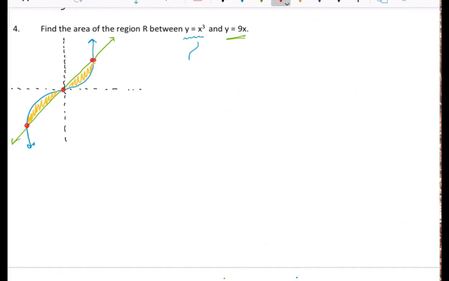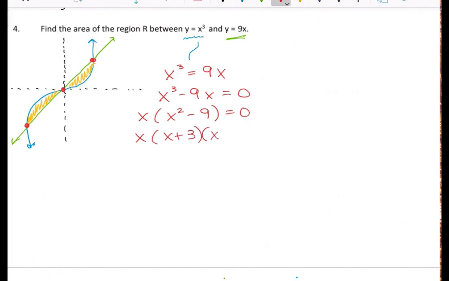So what we do to find those limits of integration, we set those two functions equal to each other and solve for x. So I'm going to set it equal to 0 so that I can factor it, and I can pull out a greatest common factor of x, leaving me x squared minus 9, and then that factors as the difference of two squares, x plus 3, x minus 3, giving me x equal to 0, x equal to negative 3, and x equal to 3.